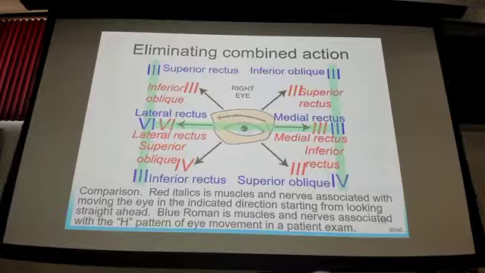Lateral and medial rectus never change. Don't worry about those. So my obliques in pink are here, my rectus muscles are here. Okay, but I like to use my right eye, so my obliques are here, rectus muscles are here. If I'm looking straight ahead and I go towards an action, that's what I'm going to be visualizing when I do the exam.